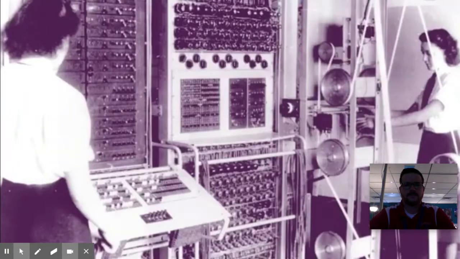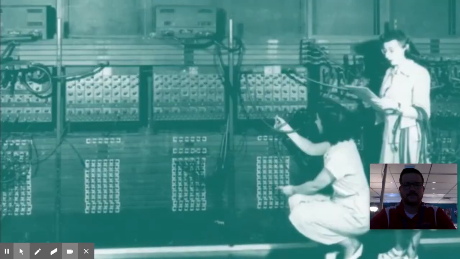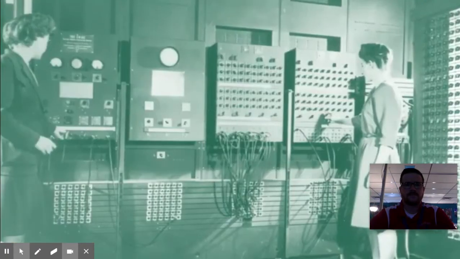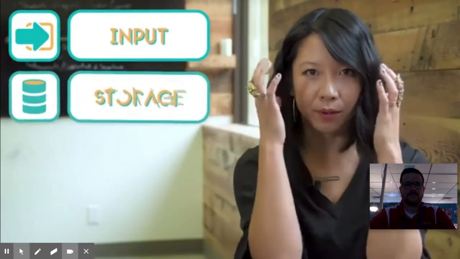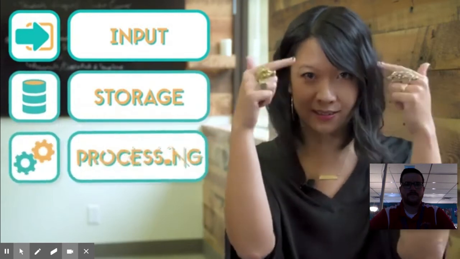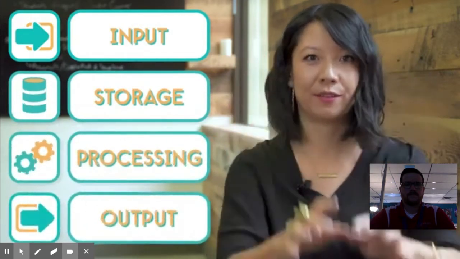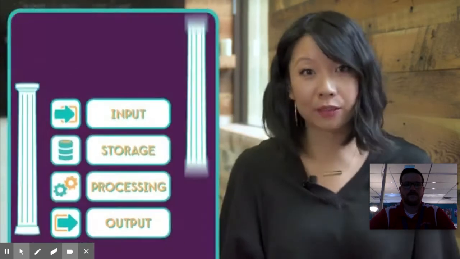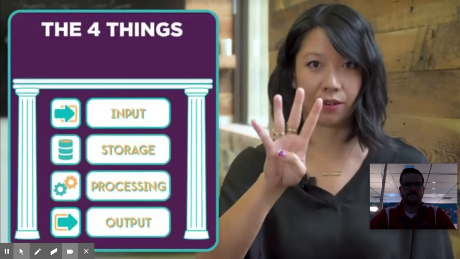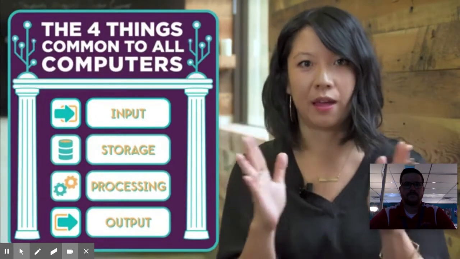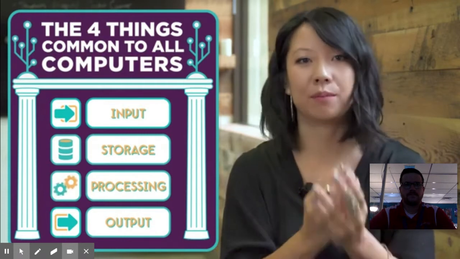As the pioneers of computer science explored how to design a thinking machine, they realized that it had to perform 4 different tasks. It would need to take input, store information, process it, and then output the results. Now, this might sound simple, but these 4 things are common to all computers. That's what makes a computer a computer.